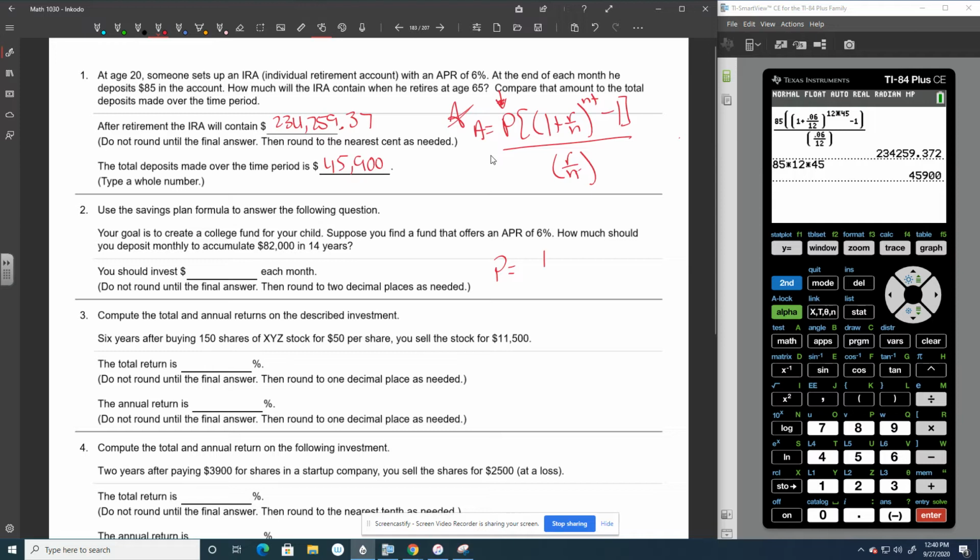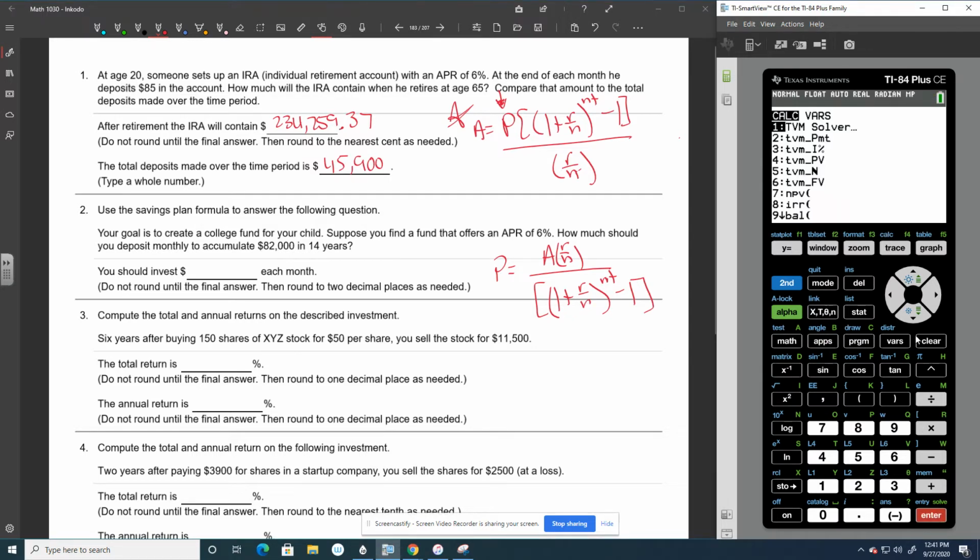So this is the one where you get the total amount times R over N divided by, what are we going to have? 1 plus, that's probably in parentheses, R over N raised to the NT, and then we need to minus 1. So again, when you put this in your calculator, make sure it looks the same. Make sure you use the brackets and parentheses where it's appropriate. You can also use the app's finance solver on this one.